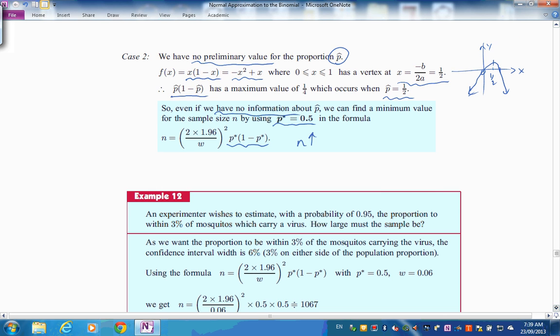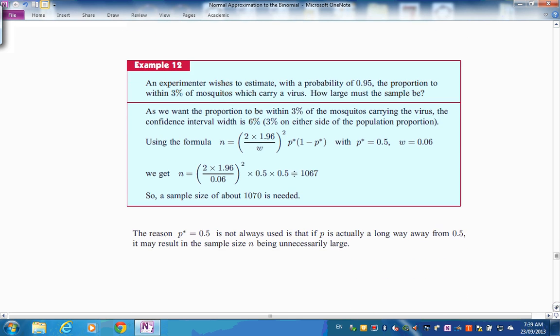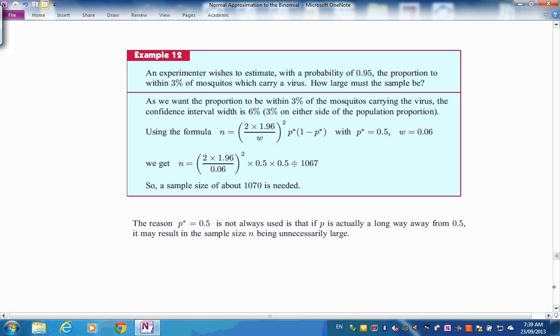Let's have a look at an example now, which is to estimate, with a probability of 95%, the proportion of mosquitoes carrying a virus to within 3%. Within 3% means 3% on either side. So that is a width of 6%. Just notice that. Within 3% is a bit of an English terminology thing here. It means a total width of 6%.